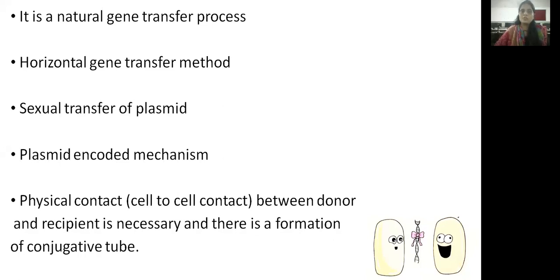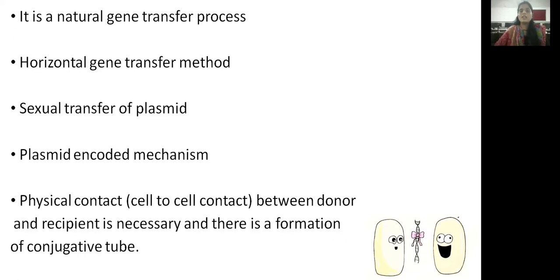Why is it called sexual transfer? Because of two cells, one is a male cell and another is a female cell. Between these two cells, transfer occurs. That is why it is called a sexual transfer method. This mechanism of transfer is plasmid encoded, that is, this transfer is regulated by plasmid coded genes.